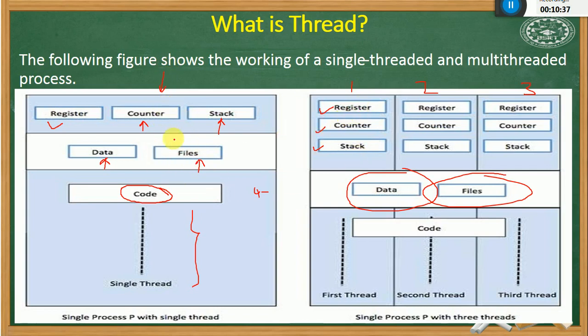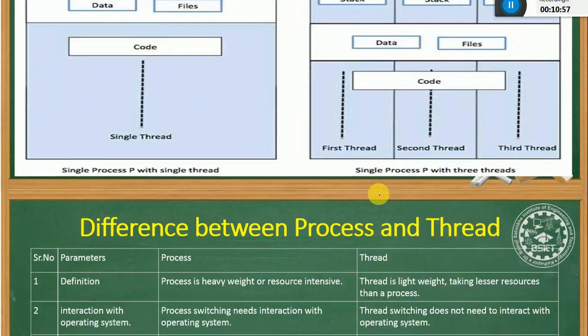A process having a single thread can have a separate register, counter, stack, data and file, also code. In multiple threads, every individual thread has register, counter and stack. They can have common data, file and code. So that is the multiple threading concept.